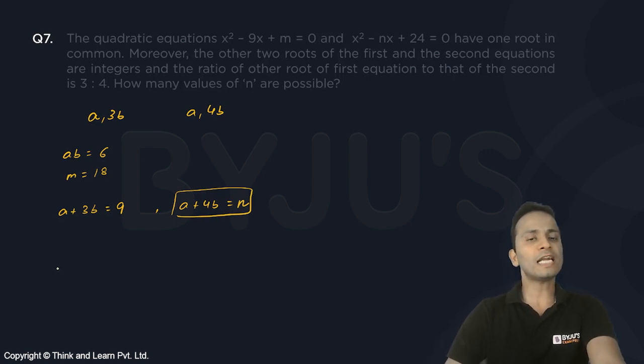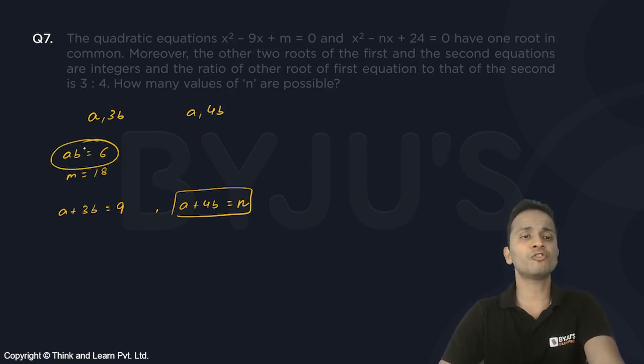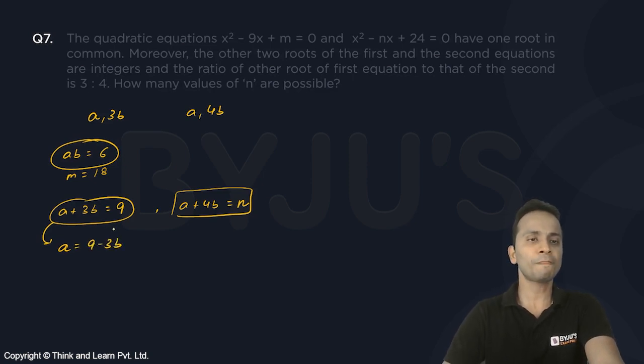Now for that I need the values of a and b. So I have two relations using which I can find the values of a and b. I have the relation where the product of a and b is 6, and the second where the sum of a and 3b is given as 9. So from this equation, I can say that the value of a can be written as 9 minus 3b, and I'll substitute the value of a in the product of a and b. So (9 minus 3b) multiplied by b is equal to 6 is the equation.